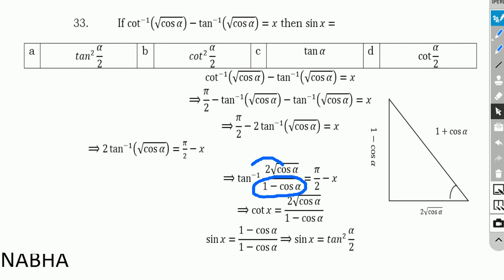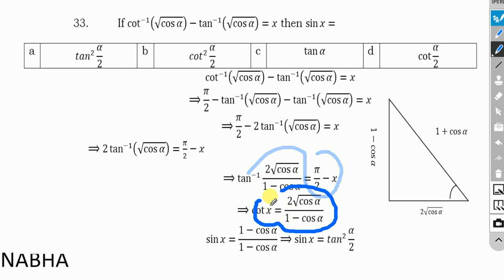Now if you take the tan, 2 root of cos alpha by 1 minus cos alpha is equal to tan of pi by 2 minus x. Tan of 90 minus theta is cot theta, which implies tan of pi by 2 minus x is nothing but cot x. So therefore I got cot x as 2 root of cos alpha by 1 minus cos alpha.